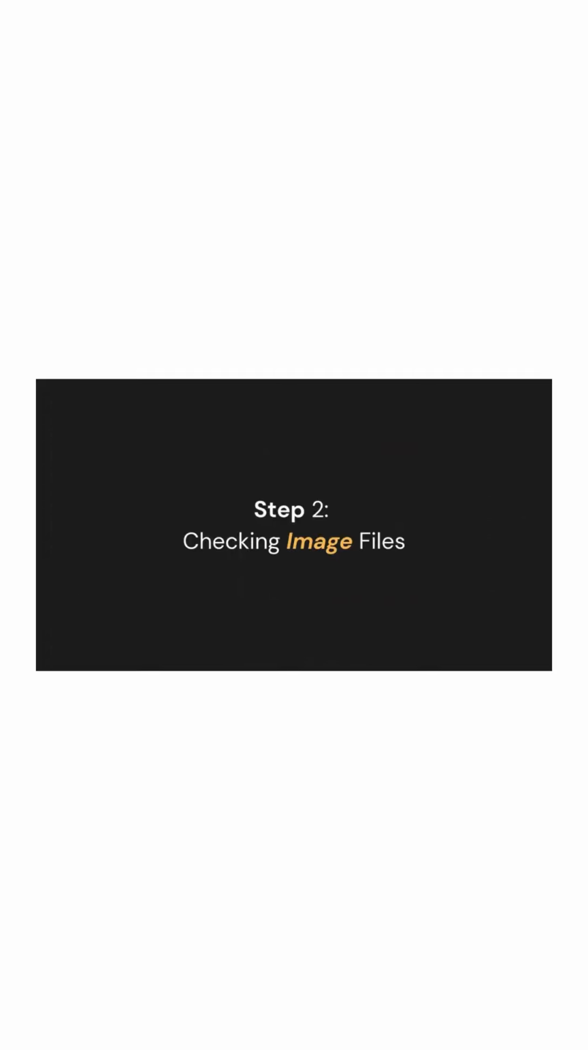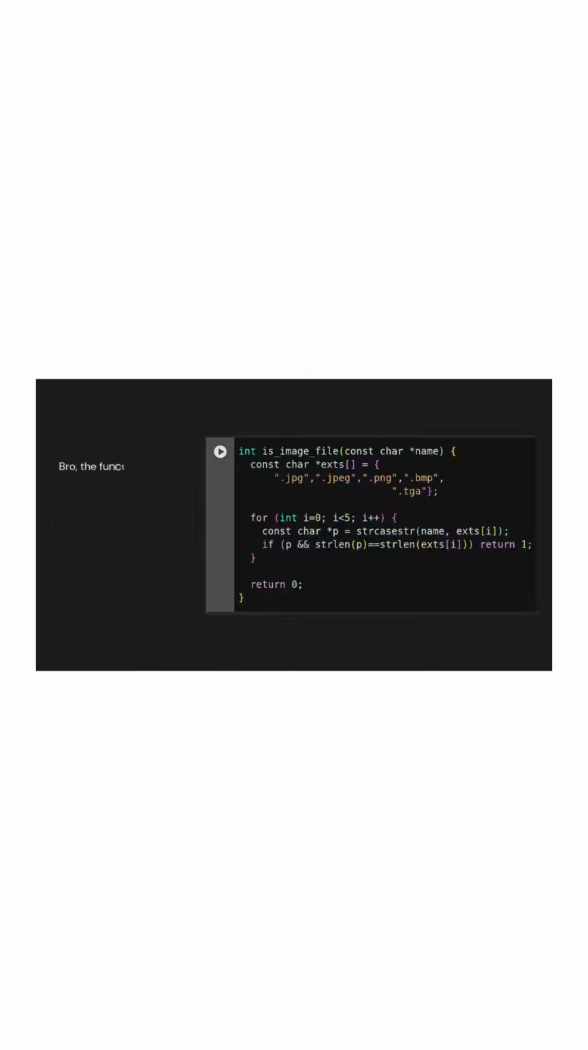Step 2. Checking image files. Bro, the function isImageFile checks if a file is an image. It looks at extensions like JPEG, PNG, BMP, and TGA. If the file name matches one of these, it returns true. This filters out all non-image files from the folder.